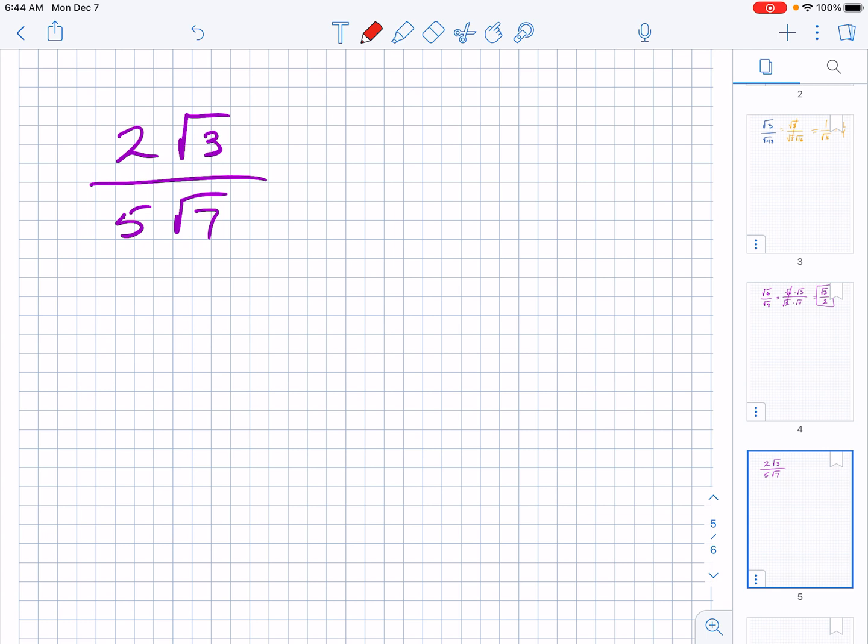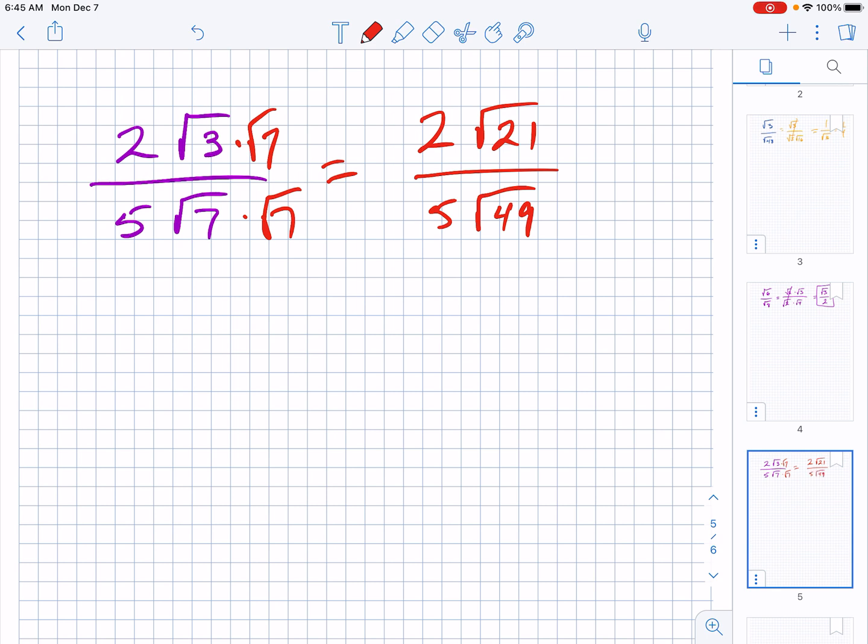So since I can't simplify or break apart anything in this fraction the way it is, the numbers in the square roots are prime, so they're not going to break up. I'm simply just going to multiply the top and bottom by root 7. So let's see, that gives us 2 times the square root of 21 over 5 times the square root of 49. The square root of 49 is 7. So I have 2 times the square root of 21 over 5 times 7. Well, 5 times 7 is 35.